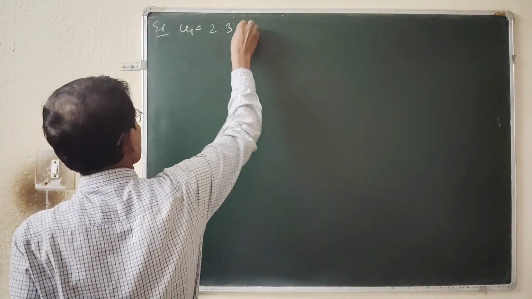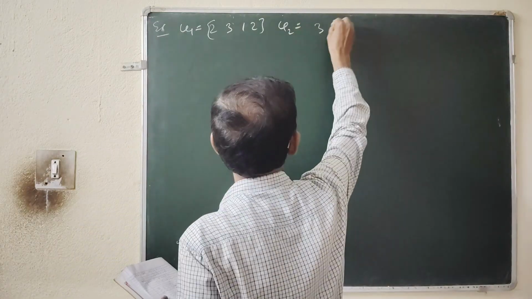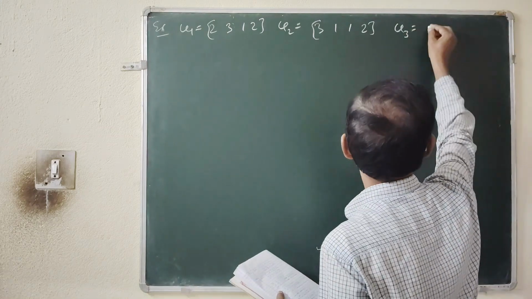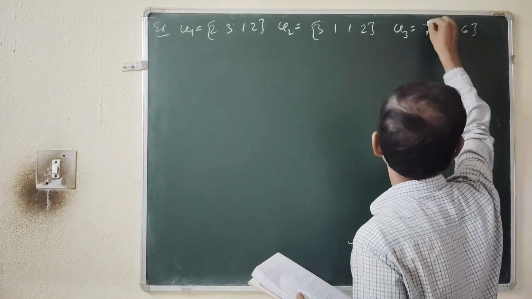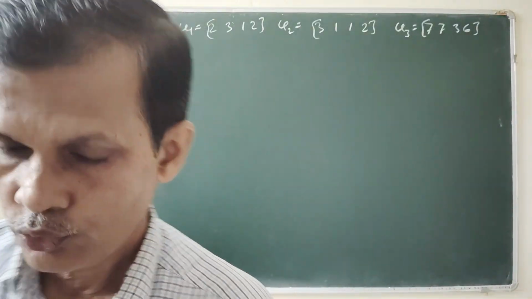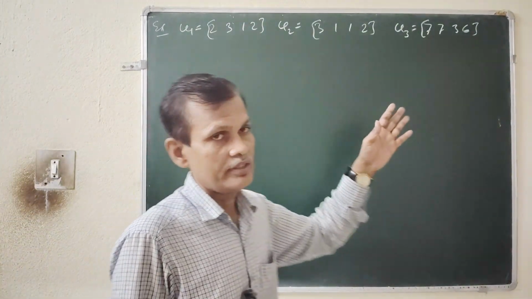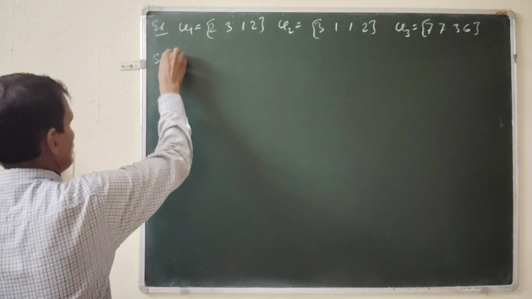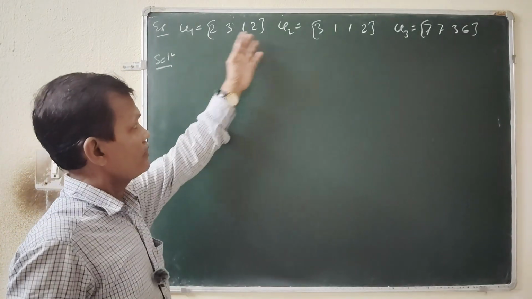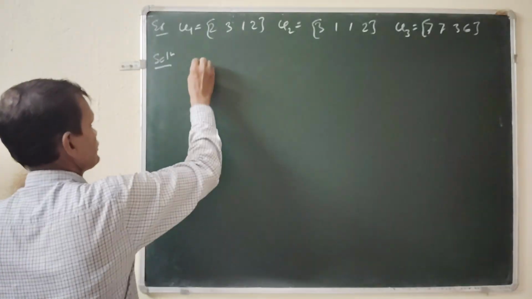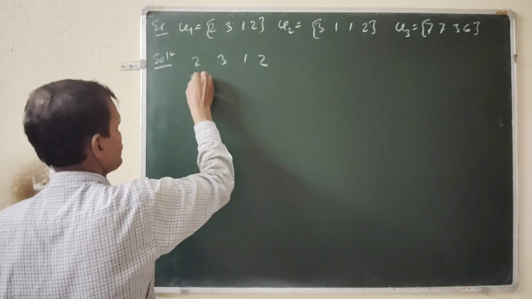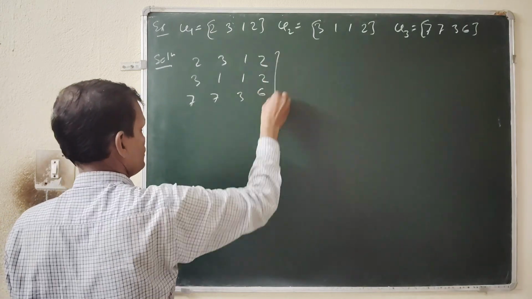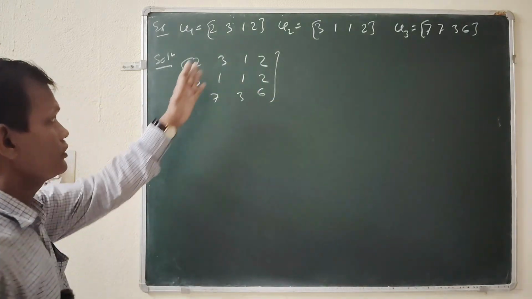v1 equal to (2, 3, 1, 2), v2 equal to (3, 1, 1, 2) and v3 equal to (7, 7, 3, 6). So these are the three vectors, and we will test whether they are linearly independent or dependent using the matrix technique. Solution: you make a matrix by considering each vector as a row vector, that is 2 3 1 2, 3 1 1 2, 7 7 3 6. This is the matrix we form using the vectors.